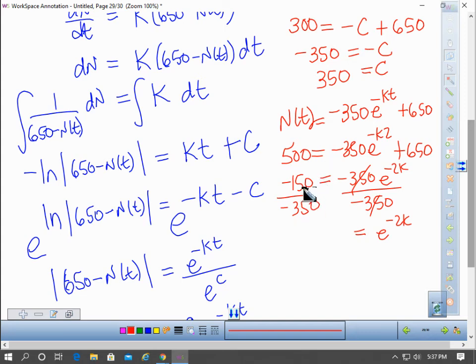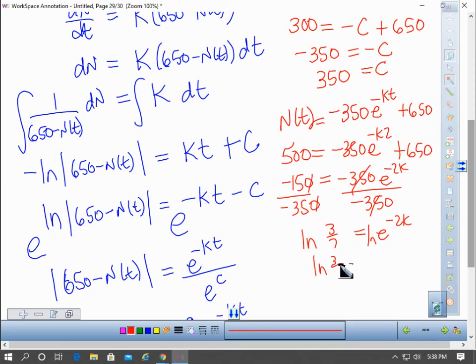No, it's not a very pretty decimal. So I'm just going to write it as, cancel it down by dividing by 5, to 3/7. All right, so now we're going to take the natural log on both sides.